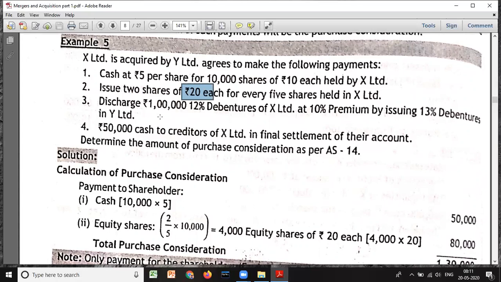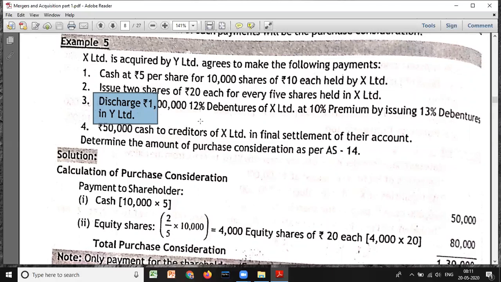We will discuss later. And discharge 1 lakh rupees of 12% debentures of X Limited at 10% premium by issuing 13% debentures in Y Limited. Please remember, whenever they give you a discharge of debentures, you should not take it for calculation of PC. PC can be discharged in debentures, but when the debentures are taken over, we need to pass a separate journal entry. When it comes to incorporation entries, we will discuss later.